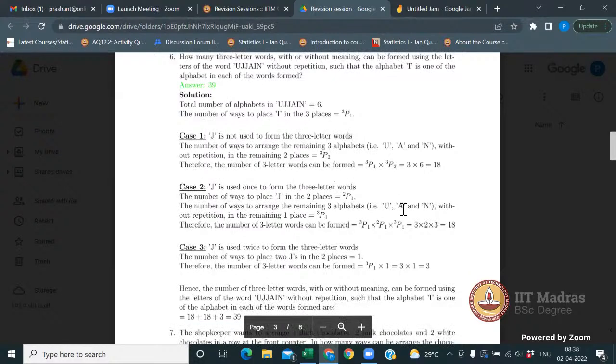Okay. Then tell me. There will be cases. The first case is, suppose you have 2 J's, right? First one is, J is not used to form the 3-letter words. Suppose you have 6 letters: 2 times J, U, A, I, N. Suppose I'm not considering the J. Then I have U, A, and N. With these U, A, N, I will be there. It is fixed. And without repetition, it can be done in 3P2 ways. That means 3 into 2.